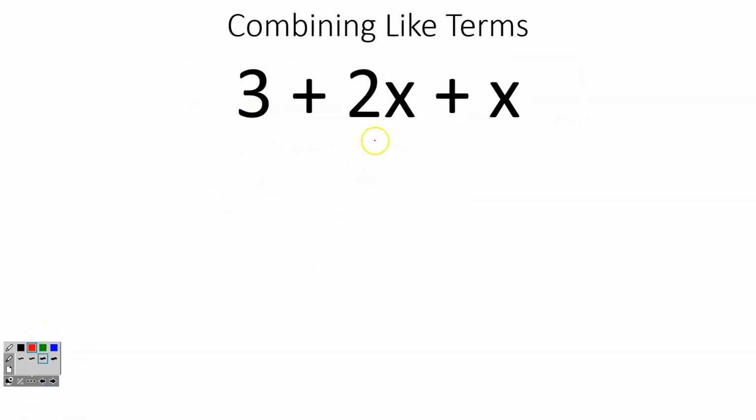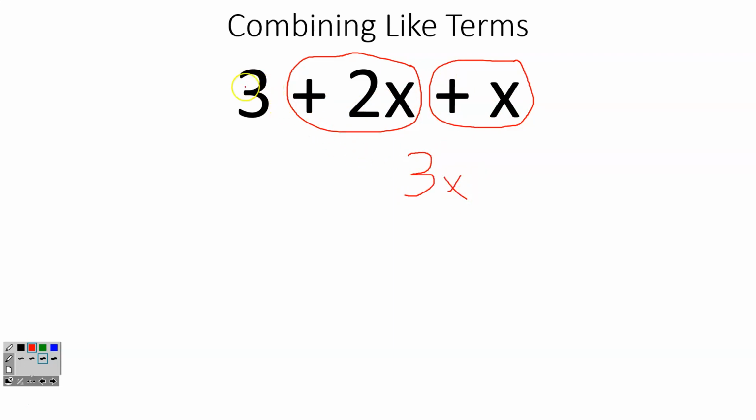Okay, here's our next problem. 3 plus 2x plus x. So again, I see that I have an x here and an x here. Notice how I'm including the sign in front of it. So 2x plus x is going to give me a 3x. I can't combine that 3 with anything, so I'm going to put it just right here. It doesn't matter which side you put the plus 3 because adding order doesn't matter. So there's my answer. That's as far as it's going to go.